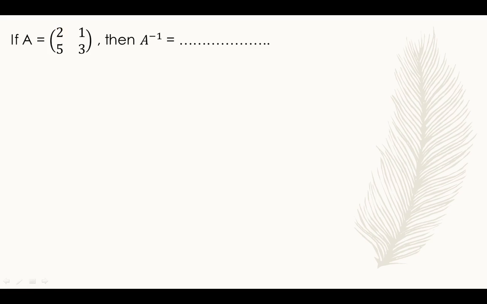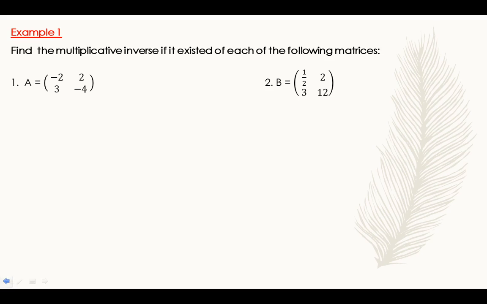Okay? Example 1. Here we have a matrix A whose elements are -2, 2, 3, and -4, and we want to find if its multiplicative inverse exists. We want to know if it has a multiplicative inverse or not. The first step: we have to find the value of the determinant of A. So it will be the determinant of -2, 2, 3, and -4.